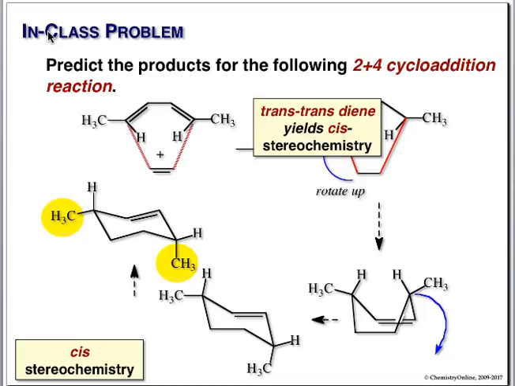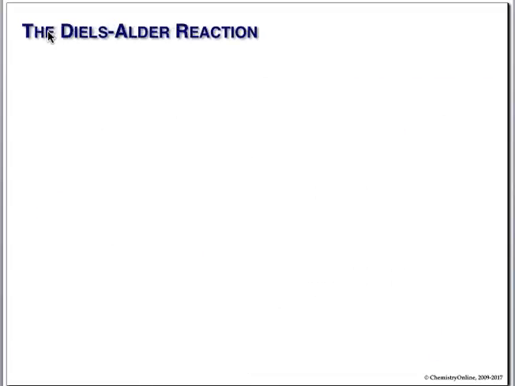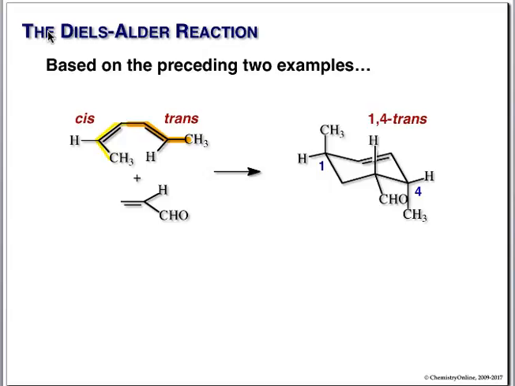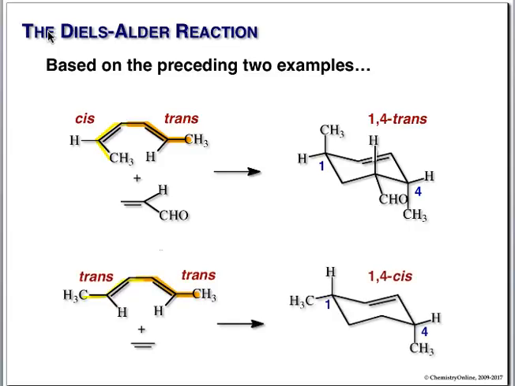So let's look at our two examples here and review what happened. In our first one, we had cis strands. Cis strands yielded 1,4 trans stereochemistry. In our second example, we had trans strands, and that yielded 1,4 cis stereochemistry.